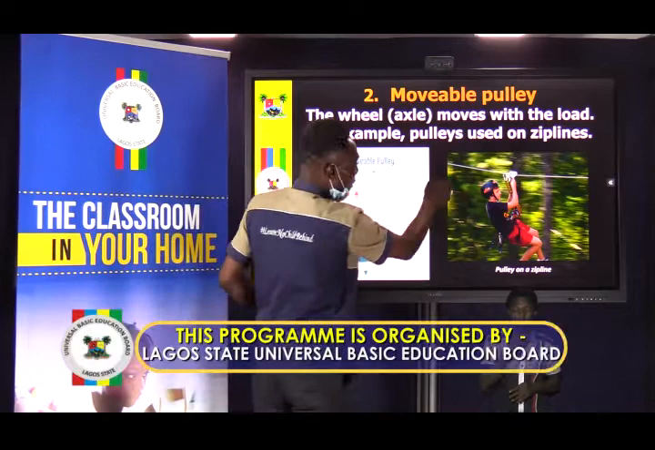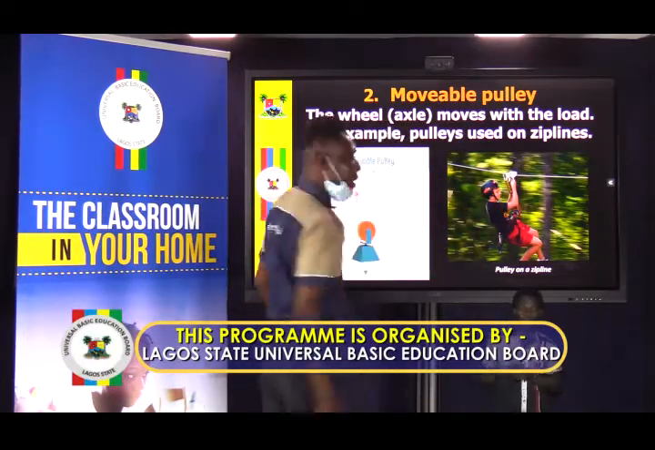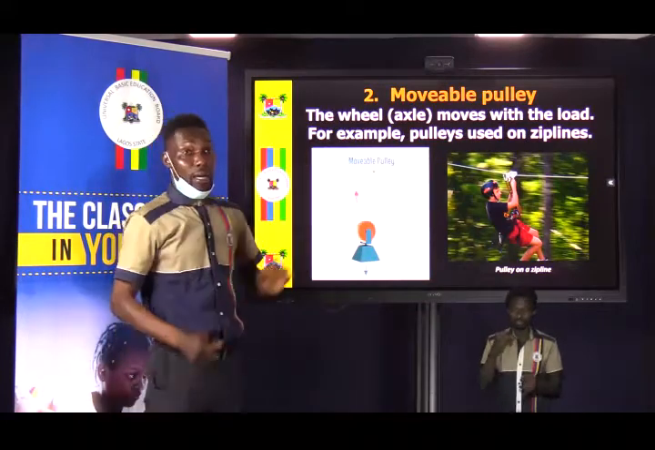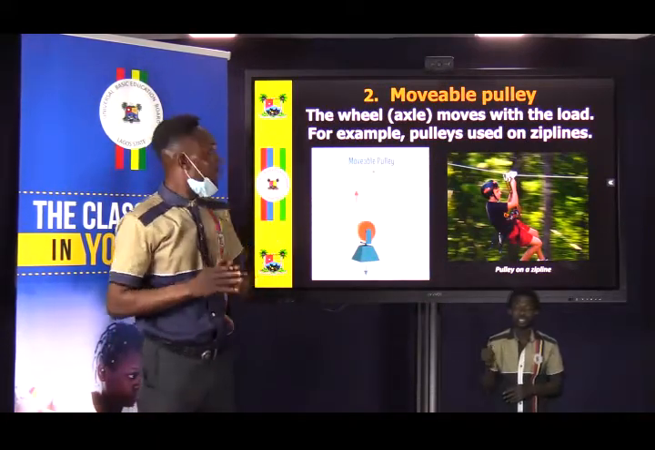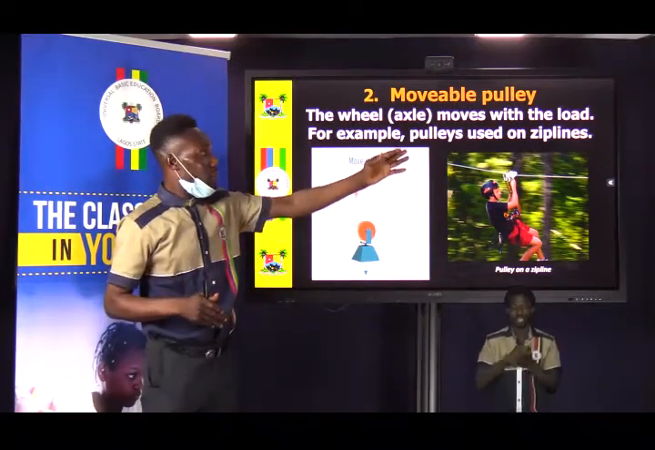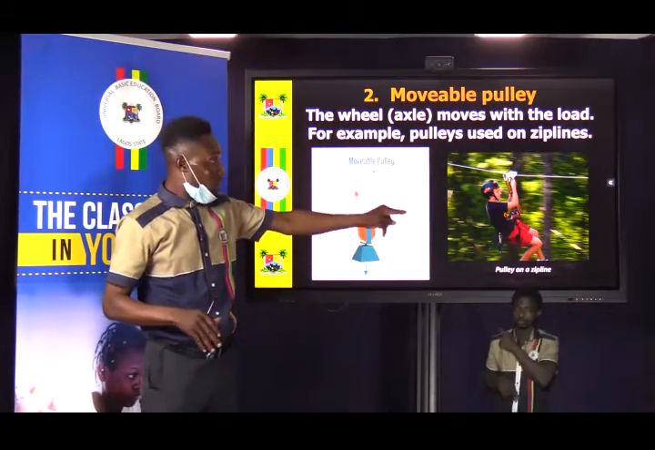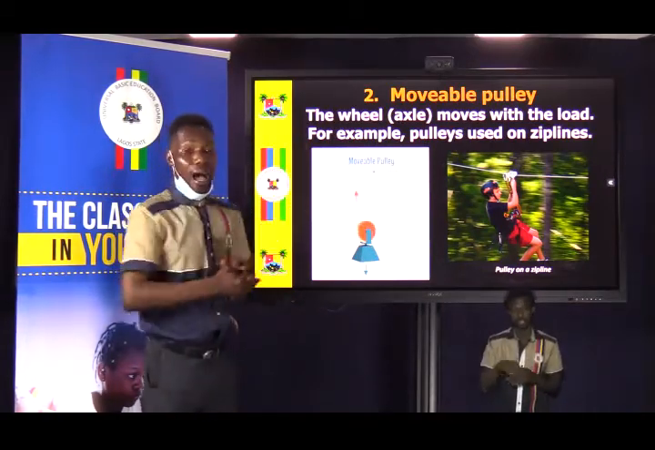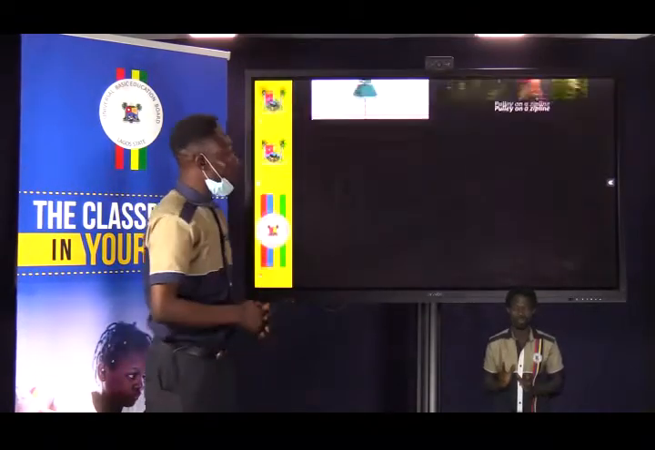It started the journey from here. The wheel is moving, the load is also moving till it gets to the end. So in a movable pulley, the wheel and the load move together. The example here is the zip line. I know some will have seen this in a movie before. So that's an example of a movable pulley.